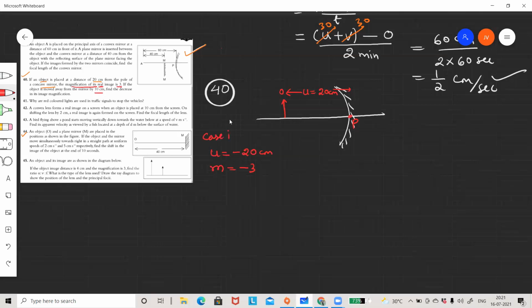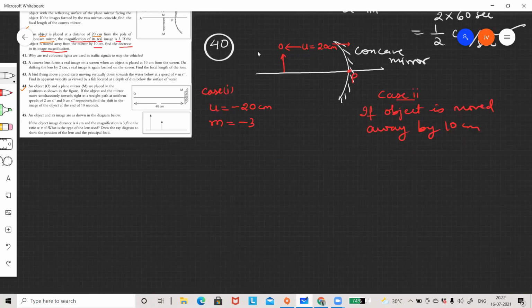That means from case 1, we have to pick up some details. And then we have case 2. In case 2, they are saying if the object is moved away from the mirror by 10 centimeter, we have to find a decrease in image magnification versus a concave mirror. And then they said that an object is placed at 20 centimeter in front of it. This object's image is real and it is 3 times magnified.